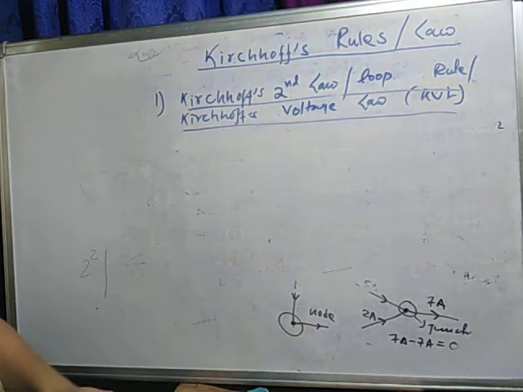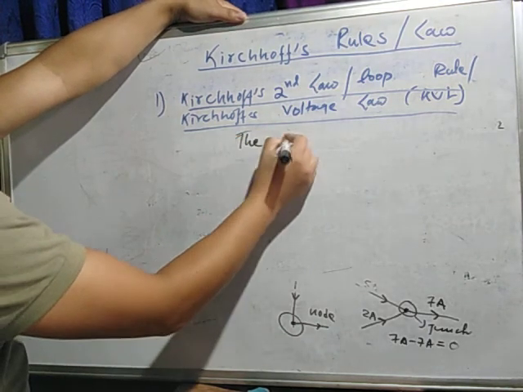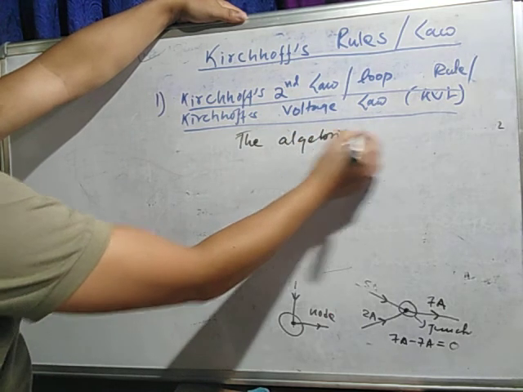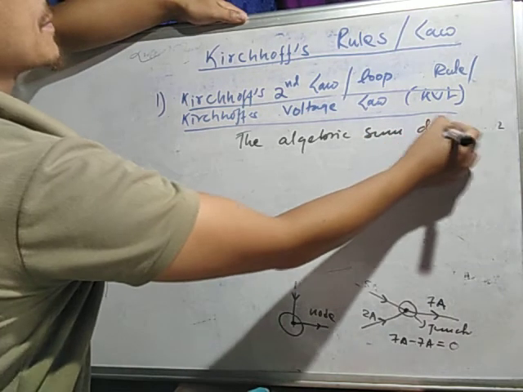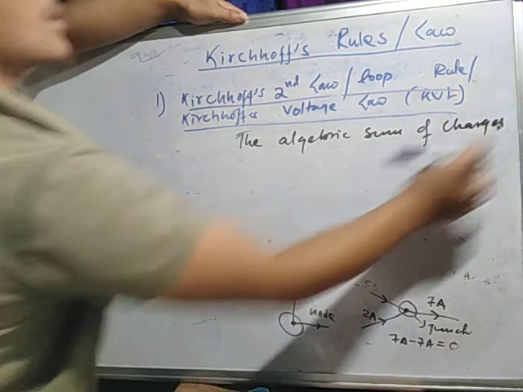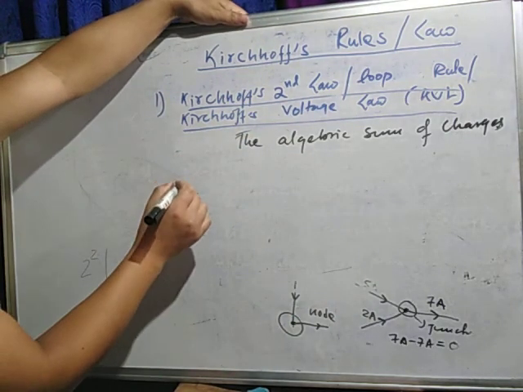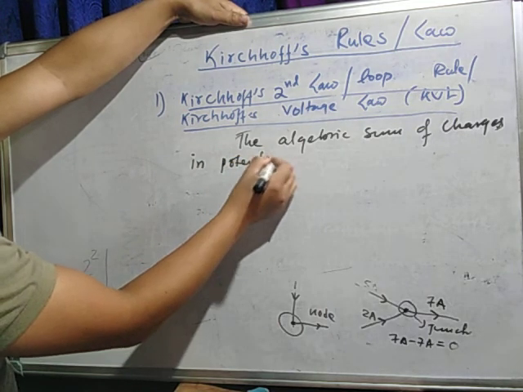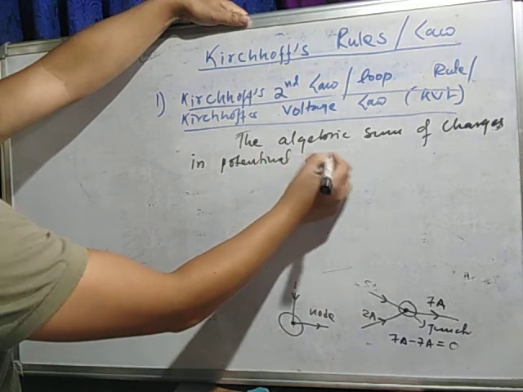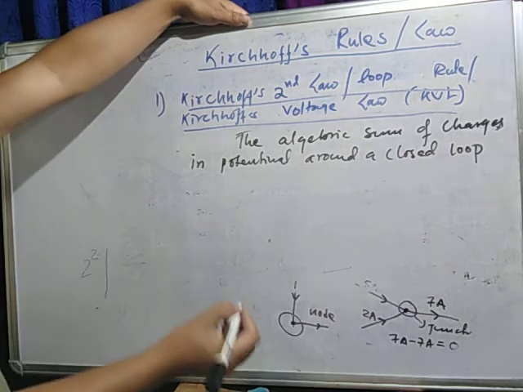So the second law. First write down: the algebraic sum of changes in potential around a closed loop is 0.